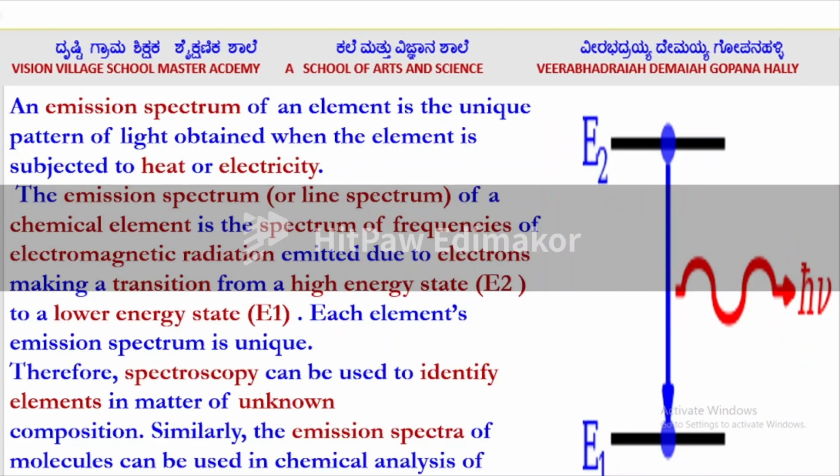What is an emission spectrum? The emission spectrum of an element is a unique pattern of light obtained when the element is subjected to heat or electricity. The emission spectrum of a chemical element is the spectrum of frequencies of electromagnetic radiation emitted due to electrons making a transition from a high energy state to a low energy state. Therefore, spectroscopy can be used to identify elements in matter of unknown composition. Similarly, the emission spectra of molecules can be used in chemical analysis.